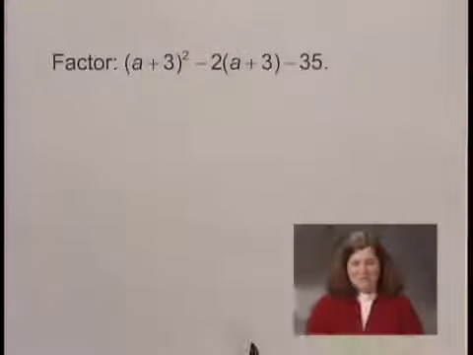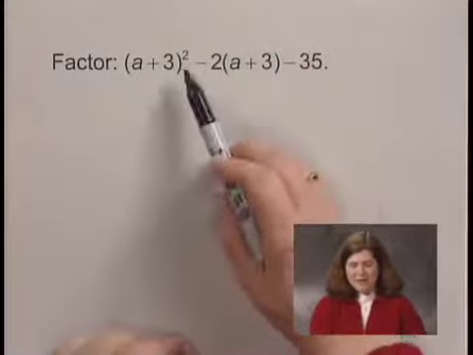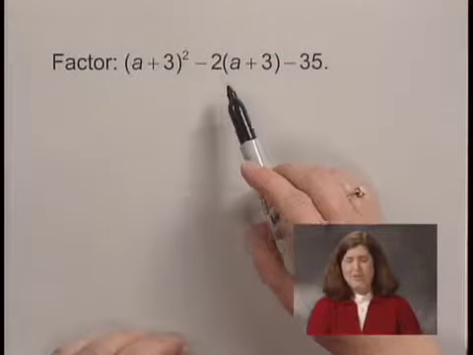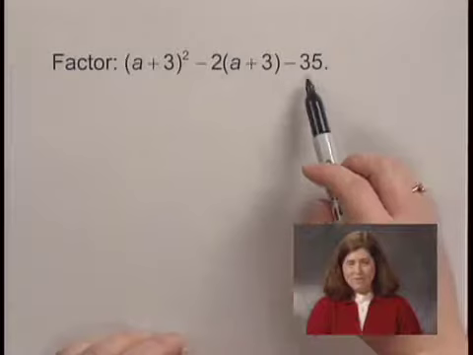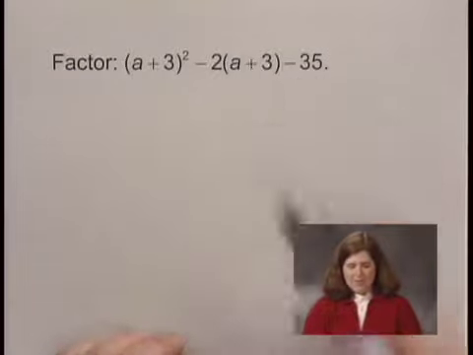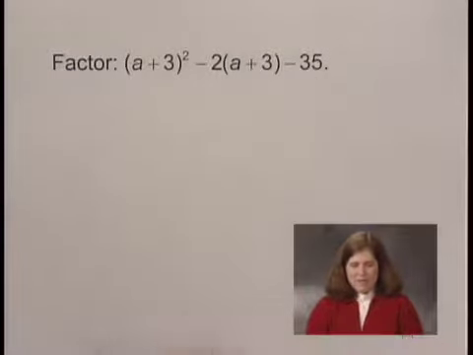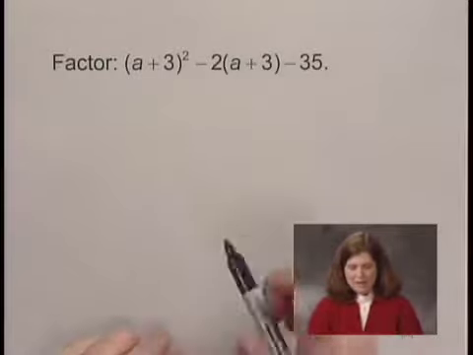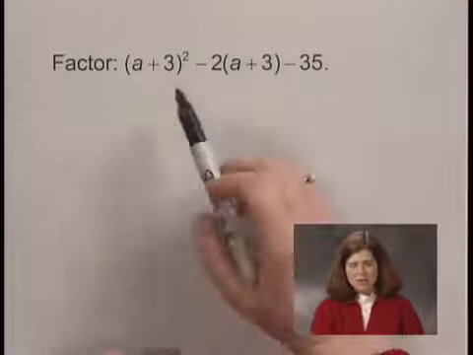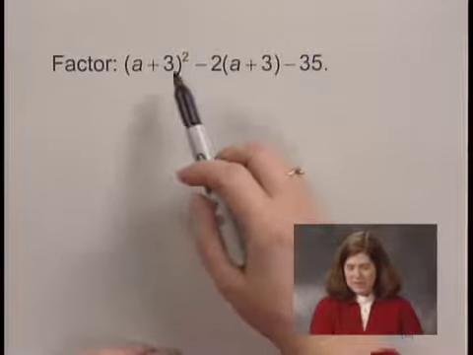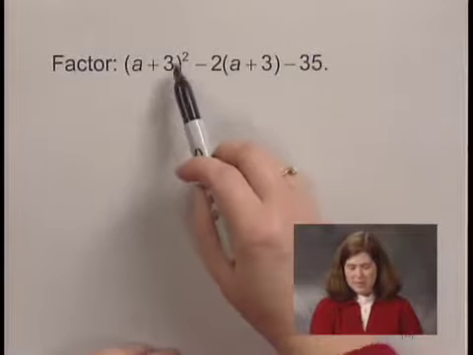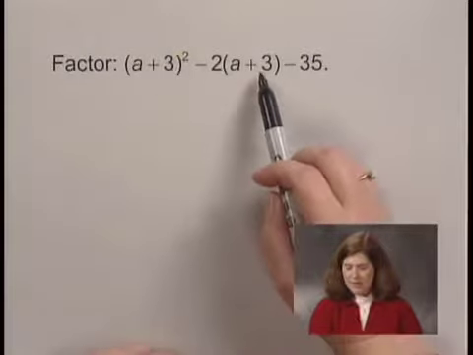In this problem, we'll factor an expression. We'll factor (a + 3)^2 - 2(a + 3) - 35. Before we dive into this problem, let's take a look at it. And I notice that I have a couple of places where the binomial a + 3 appears. It appears here, squared, and here.